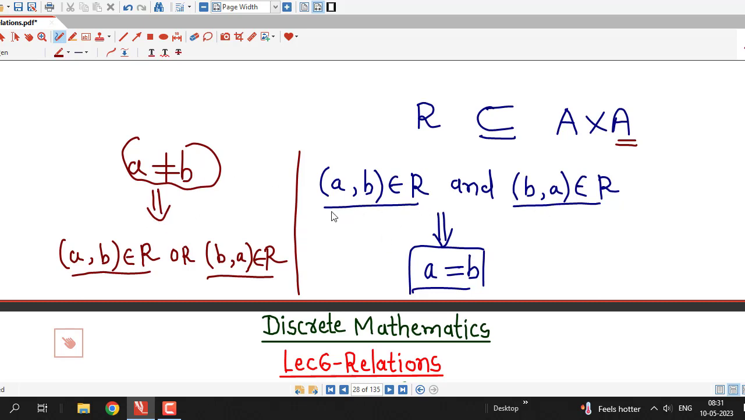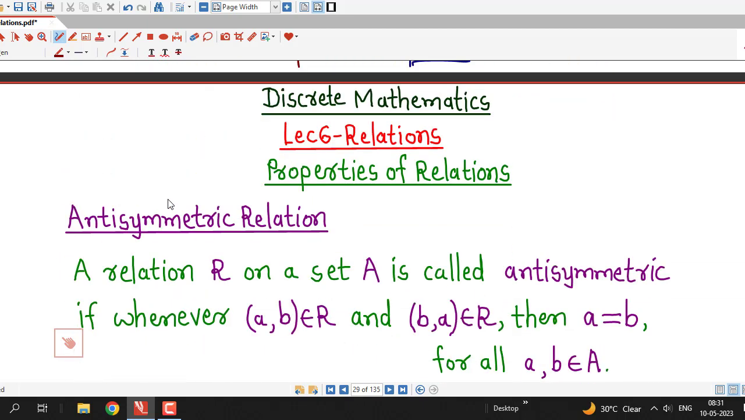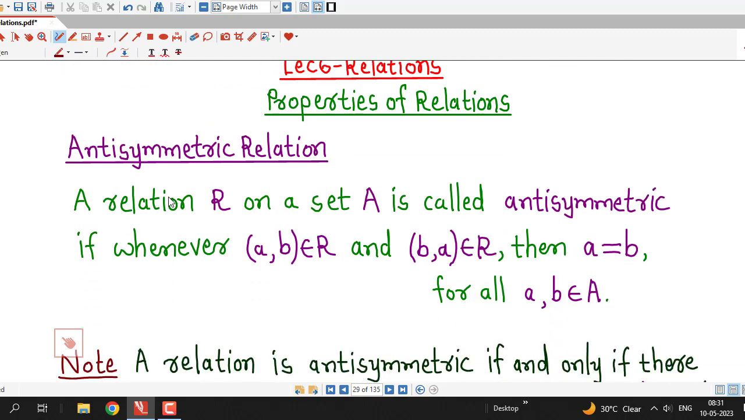And this is another way of writing the definition, that if (a,b) and (b,a) both are in our relation, then they cannot be different, they are always equal. So either we can consider this as a definition of antisymmetric relation or this as a definition of antisymmetric relation. So we understand with the help of an example. Here I have written that definition.